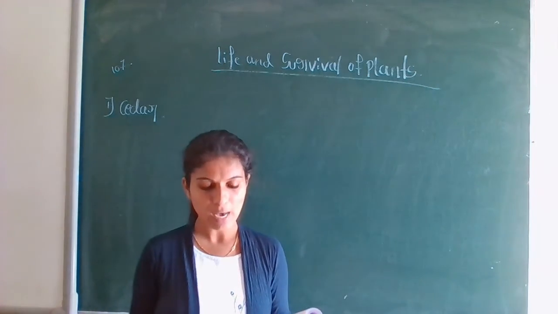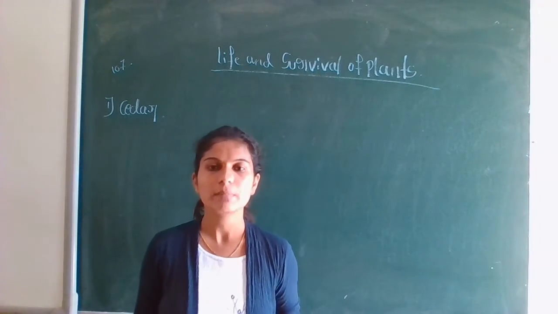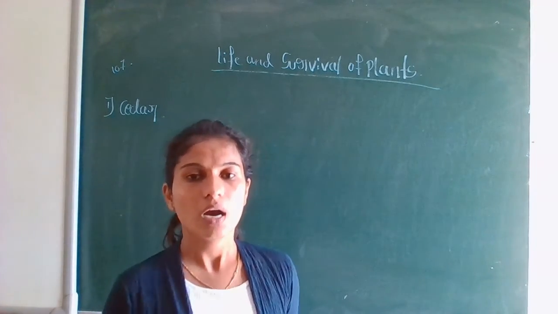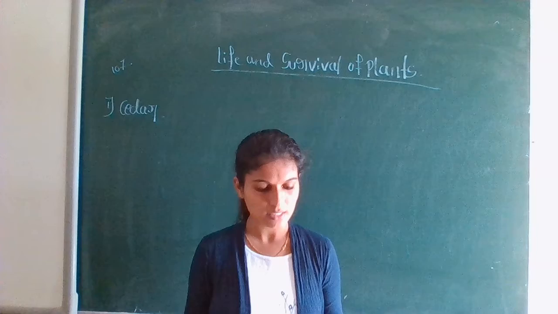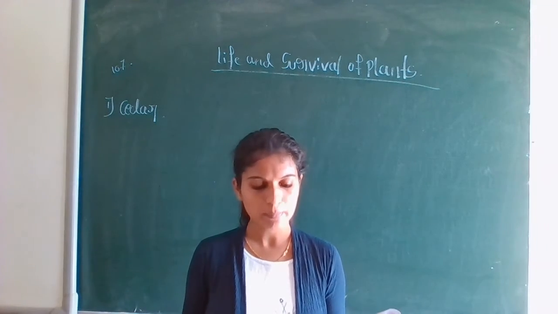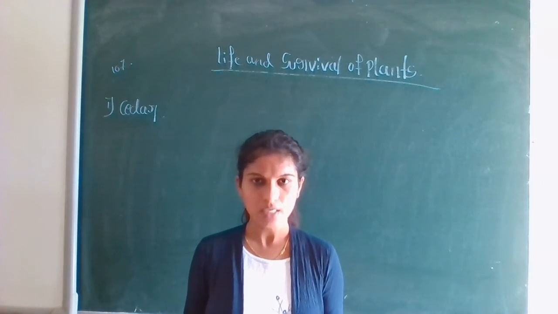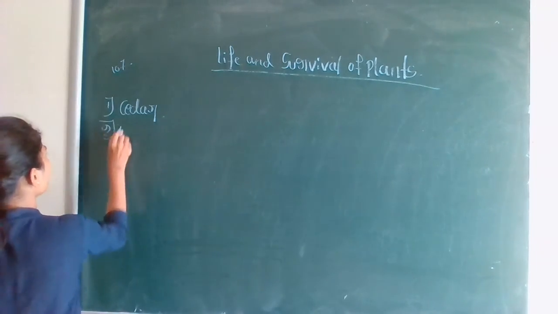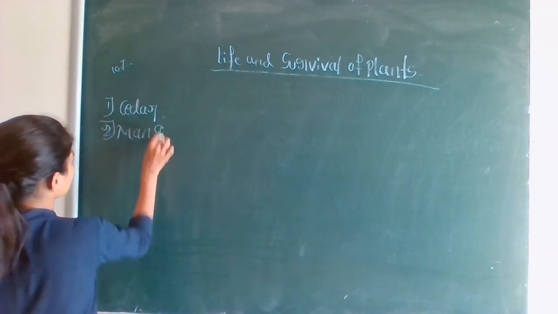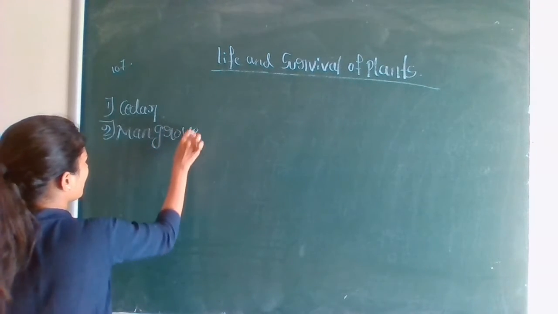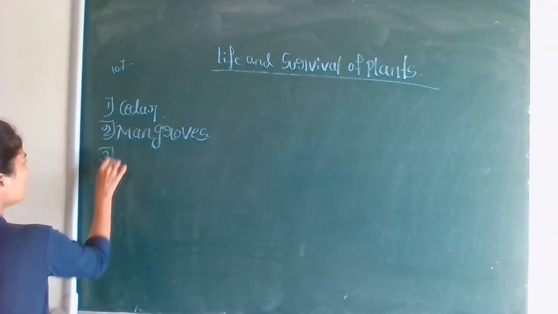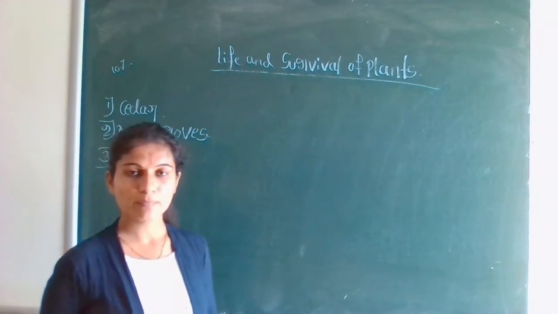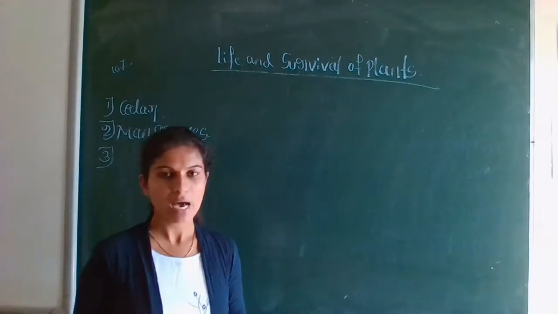Next, what is the second one? Plants that grow in marshy areas are called dash. In marshy areas, which kind of plants can you see? A. Mangroves, B. Aquatic plants, C. Insectivorous plant. The answer is mangroves. Mangroves and Sundarbans mangroves kind of plants you can see in the marshy areas.